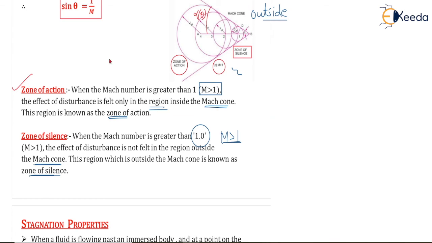So if you are in this region inside, this is called the inside region. Look at this. If you are in this region inside the Mach cone, then only you will be able to listen to the sound or disturbance. Okay.